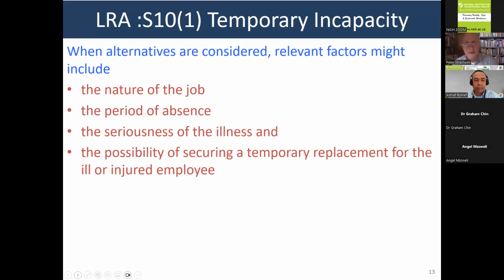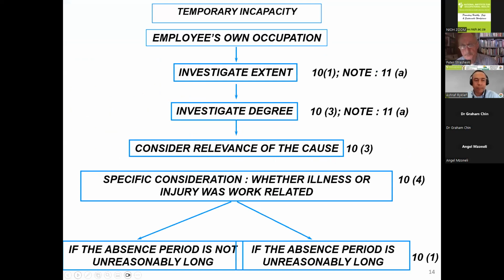You look at the nature of the job and all of those I've mentioned. And if you have concluded that the person is absolutely not disabled, but incapacitated temporarily under the Labour Relations Act, there's an algorithm which I've prepared for you in the next slide, which is that. If the person is temporarily incapacitated for their own occupation, you must investigate the extent in the way I've suggested earlier on. You look at the degree.